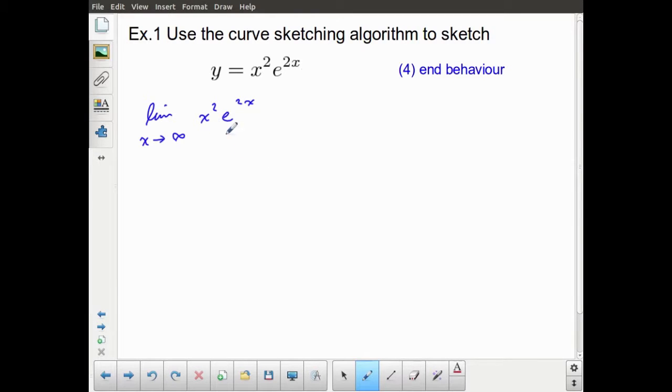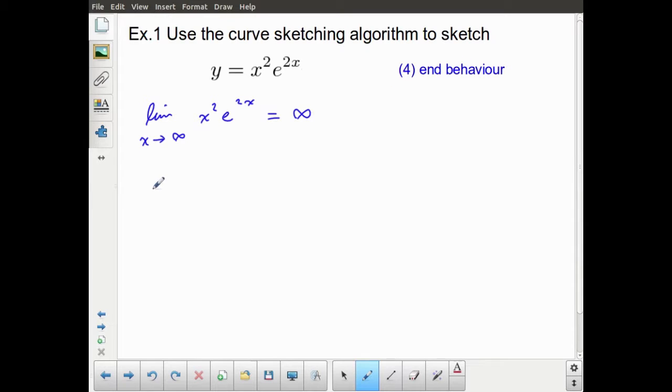Now this one's actually fairly simple, because if we think about it, as x gets really big, what happens to x squared? x squared also gets really big. What happens to an exponential function? Well, that gets really, really big. So we have a really, really big positive number multiplied by an even bigger positive number. And so the result of that limit is infinity. And this is really one of the few places where you can say something equals infinity.